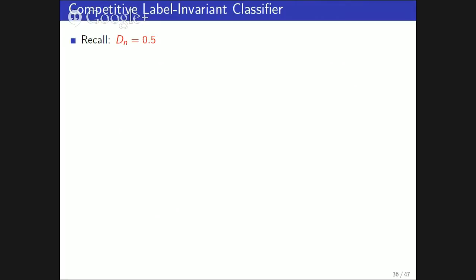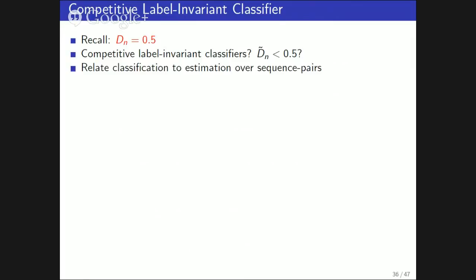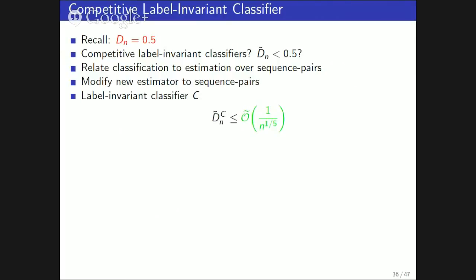However, remember that if you looked at classifiers that are not necessarily label invariant, then the biggest degradation is 0.5. And we asked whether for label invariant classifiers the degradation is less than 0.5. And you can relate classification to estimation over sequence pairs. So now you need to estimate 2 sequences instead of 1. And we modified the estimators that we had to sequence pairs. And then you can get a classifier such that its error is at most 1 over n to the 1/5.